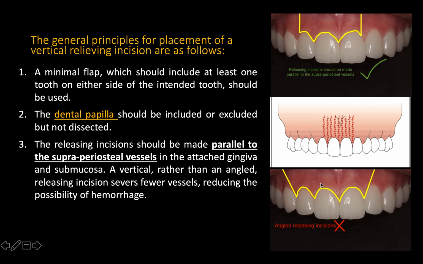They used to claim in the past that if you design a flap, the base of the flap should be wider than the coronal part of the flap. This is not valid anymore. If you make your vertical relieving incisions parallel, you will get good access, and at the same time you will disrupt a minimal number of blood vessels, and you will have better hemostasis and better visibility of the surgical site.